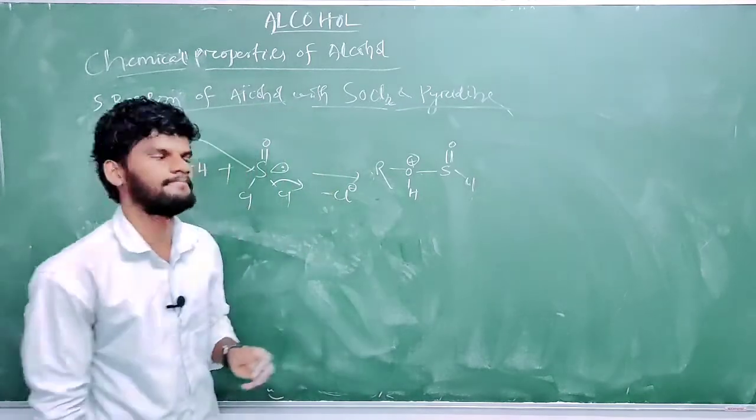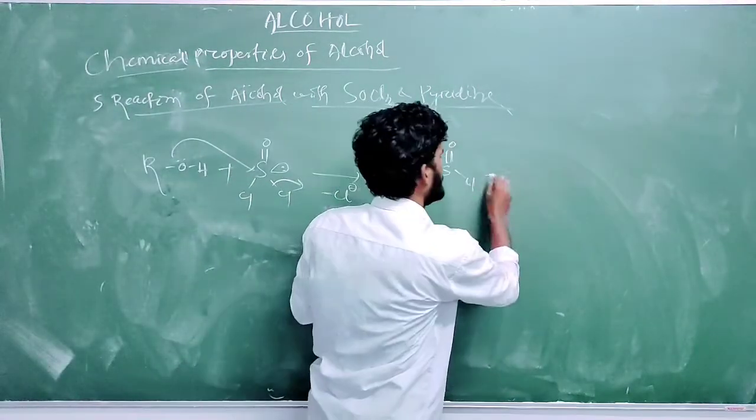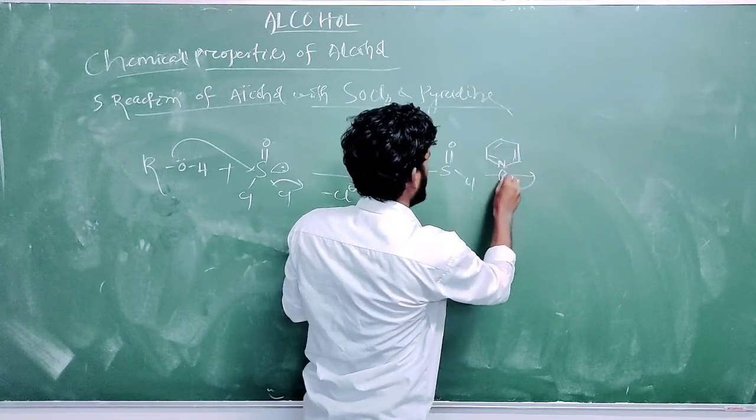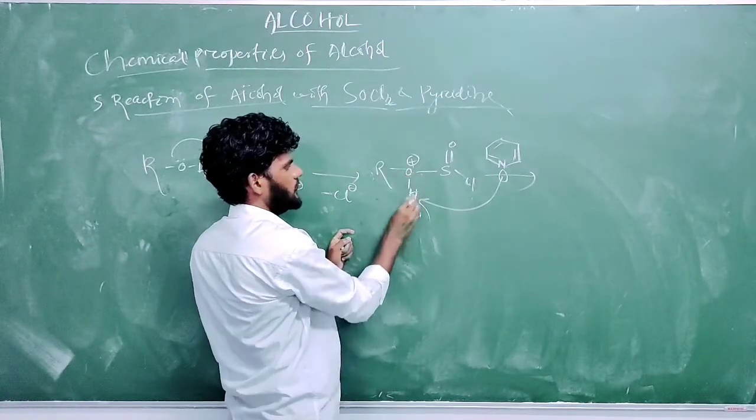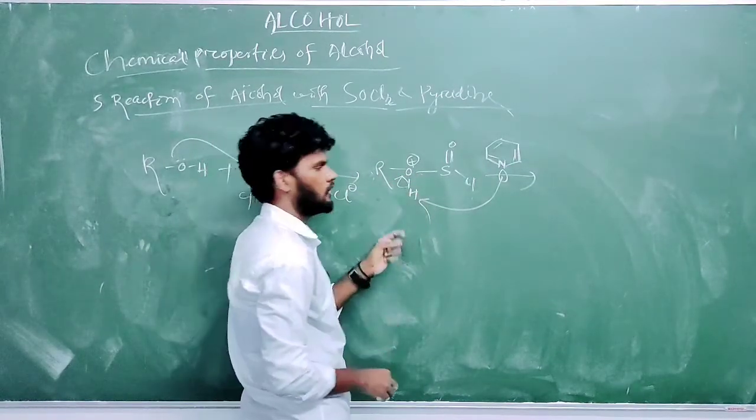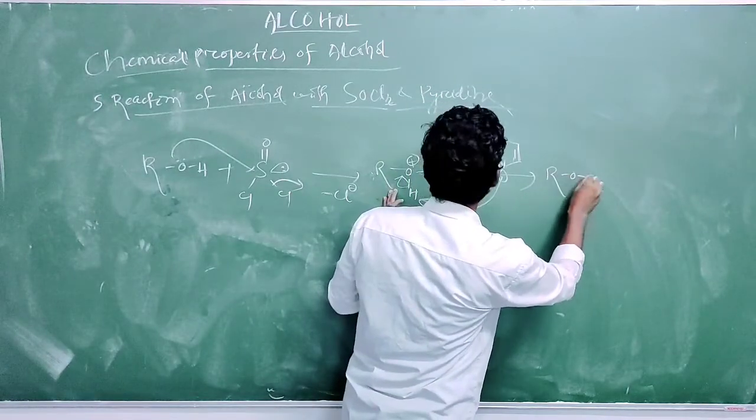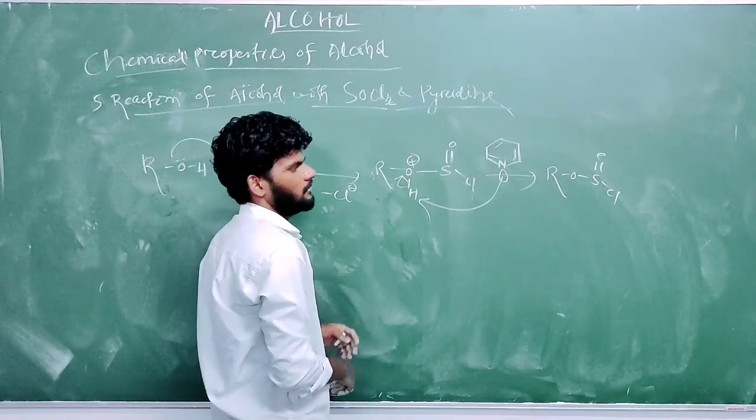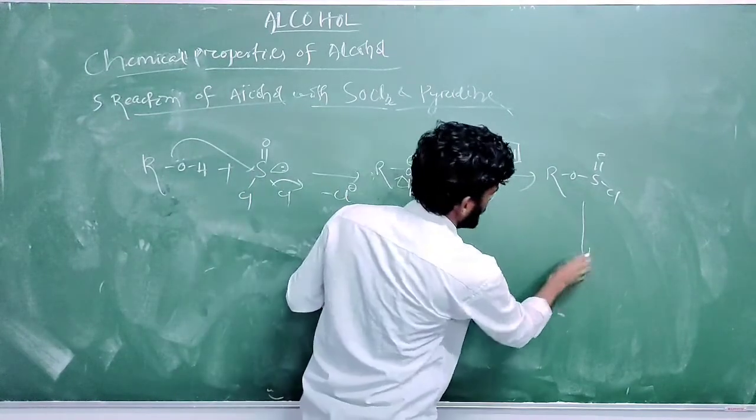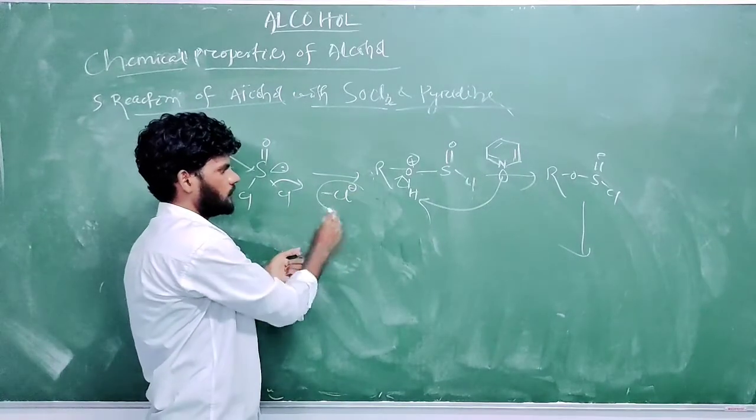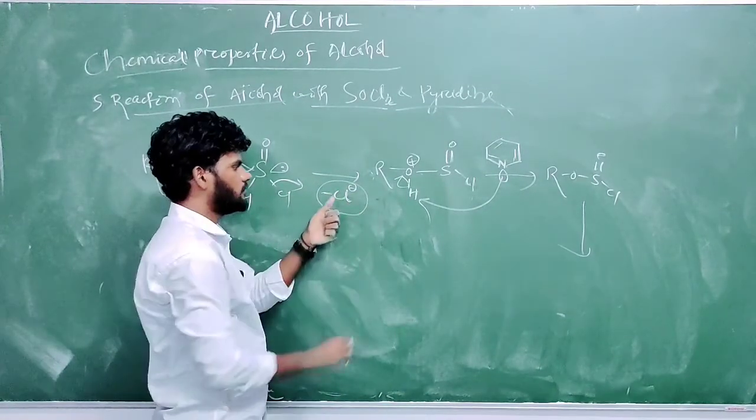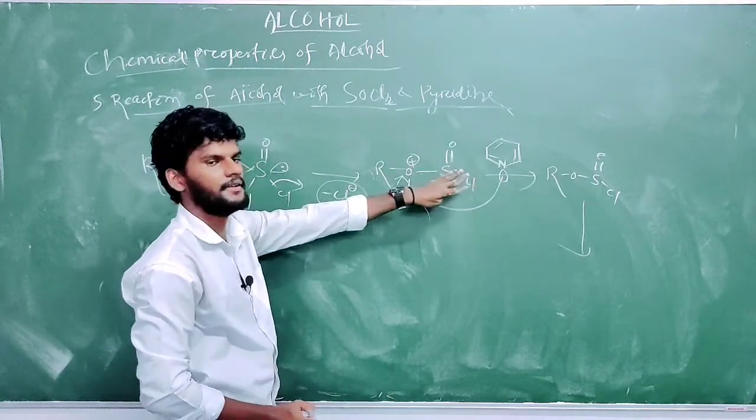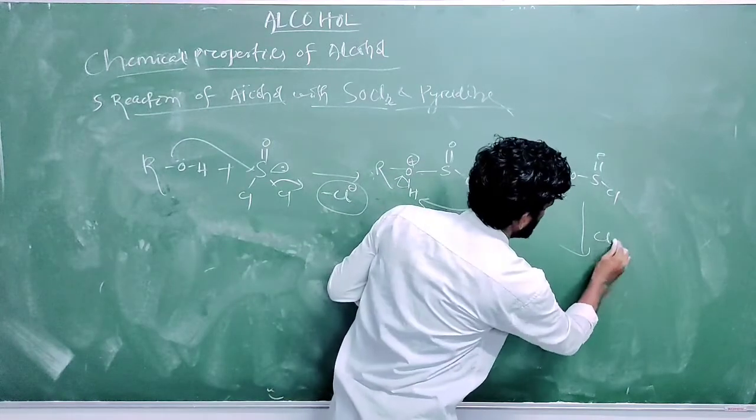What will happen in the next step? There is presence of a base, pyridine. The role of the base is to abstract hydrogen. It will abstract this hydrogen, as this oxygen is electron deficient, this bond moves over to oxygen. What will form? ROSOCl. So what will happen in the next step? The Cl group releases here, and this Cl is more nucleophilic than pyridine.